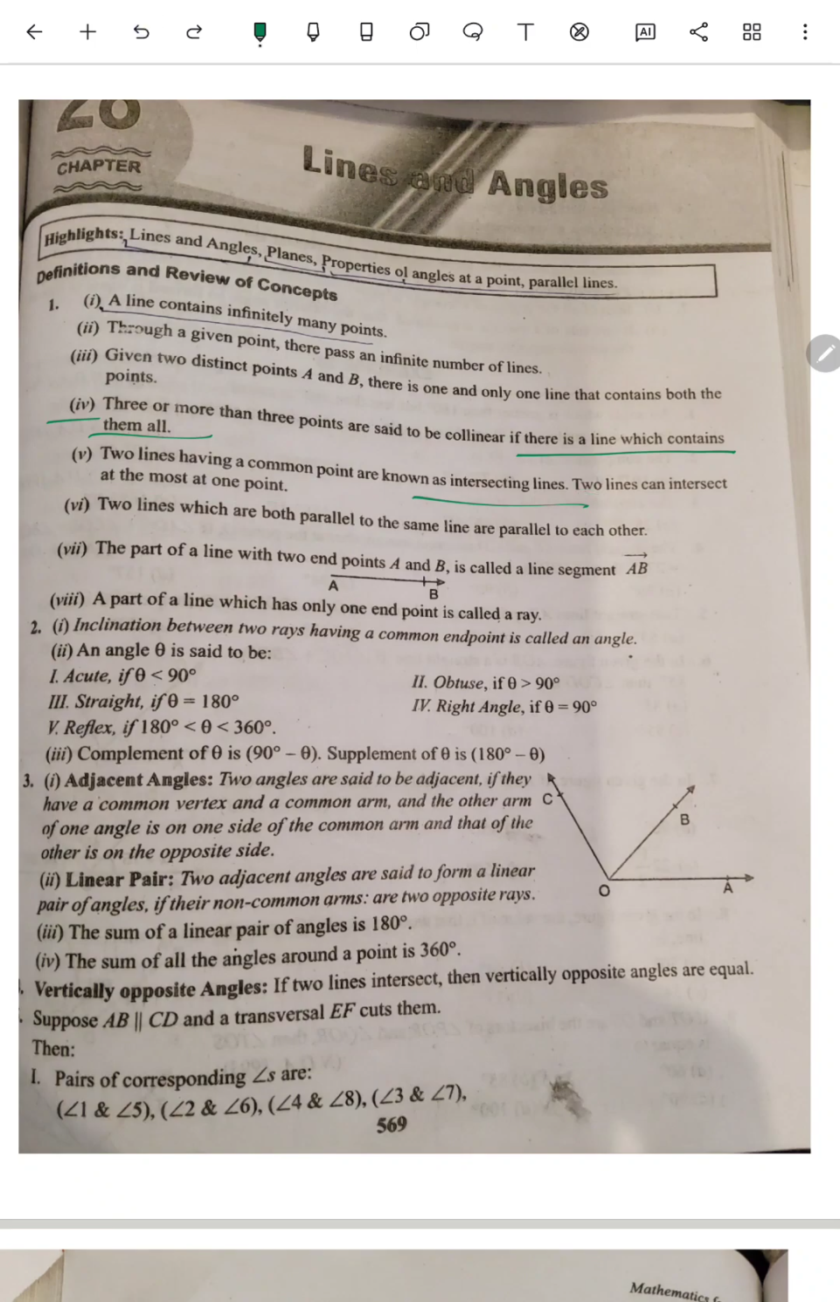The part of a line which has two endpoints A, B is called a line segment. Okay. Inclination between two rays having a common endpoint is called an angle. Inclination between two rays, ये दो रेज़ हैं, उनके बीच में जो इंक्लाइनेशन है उसे हम एंगल कहते हैं.